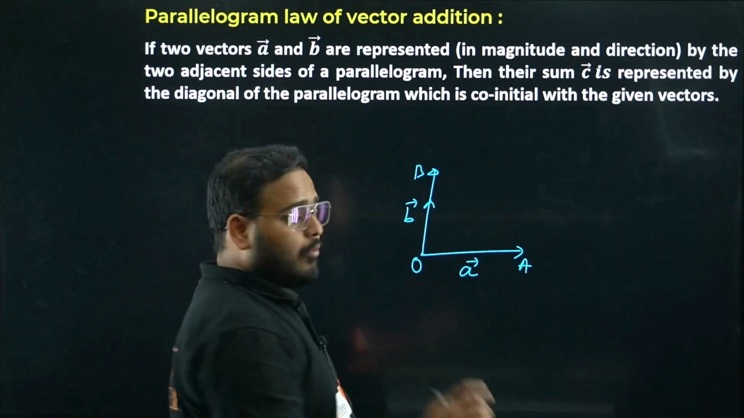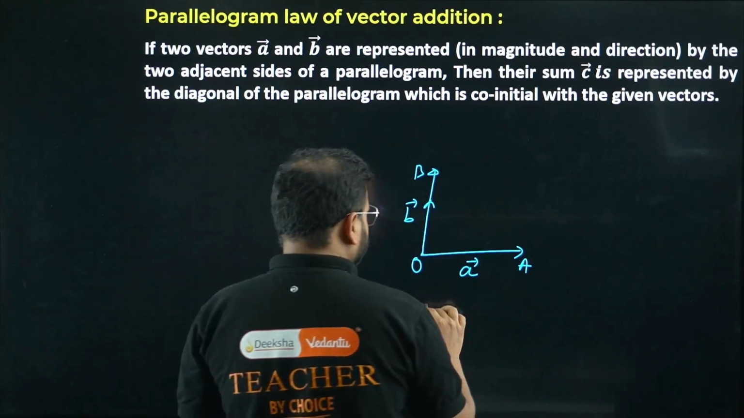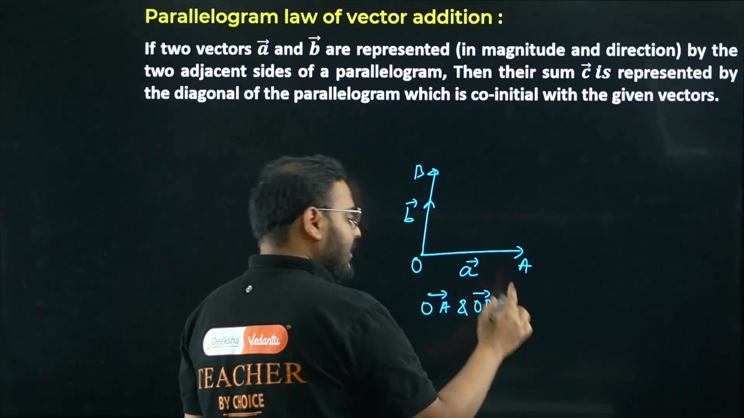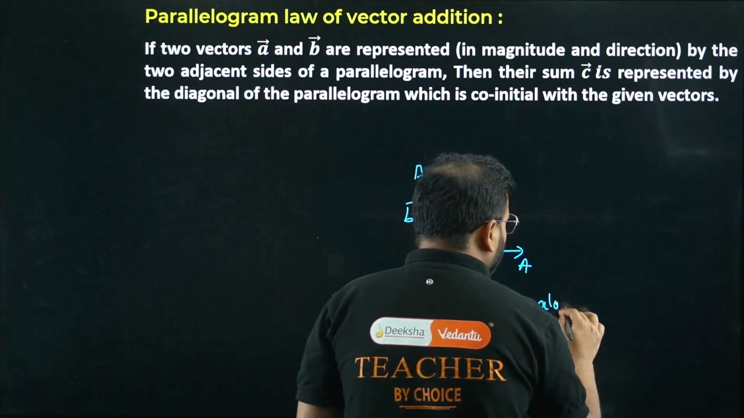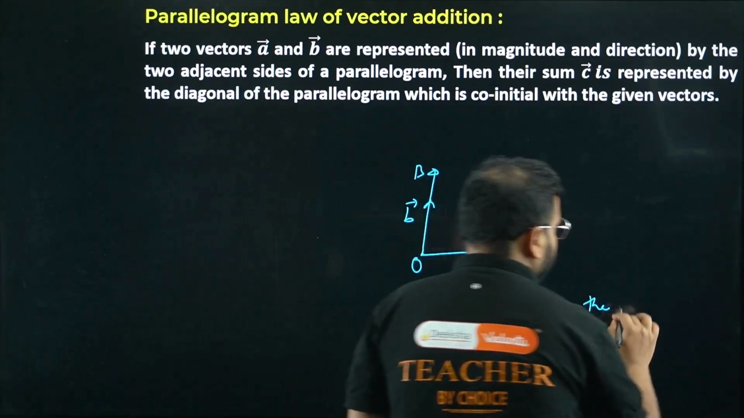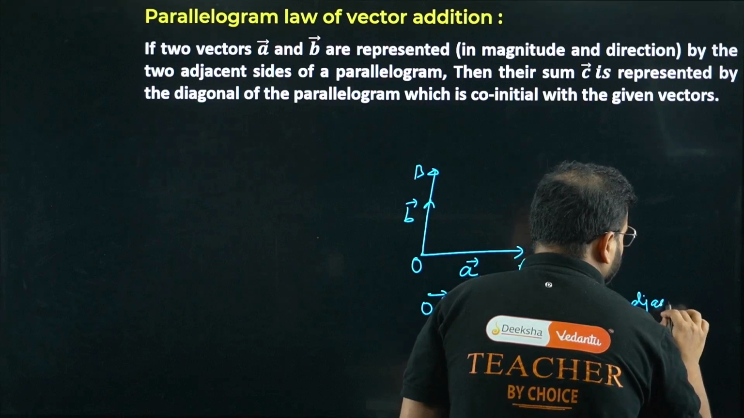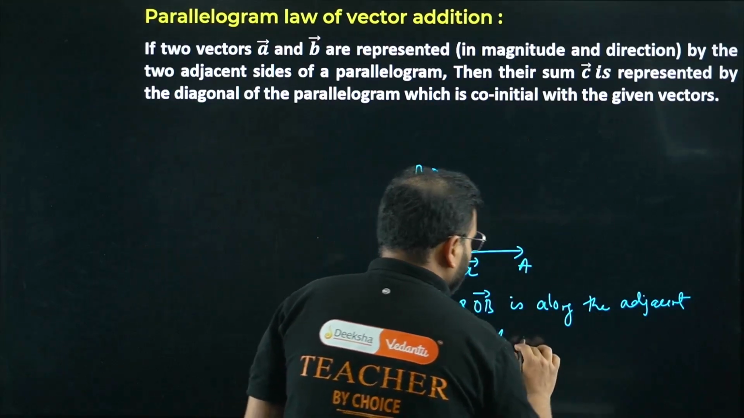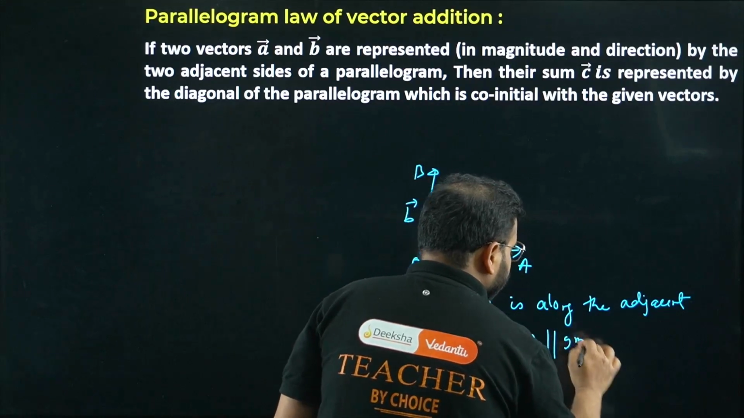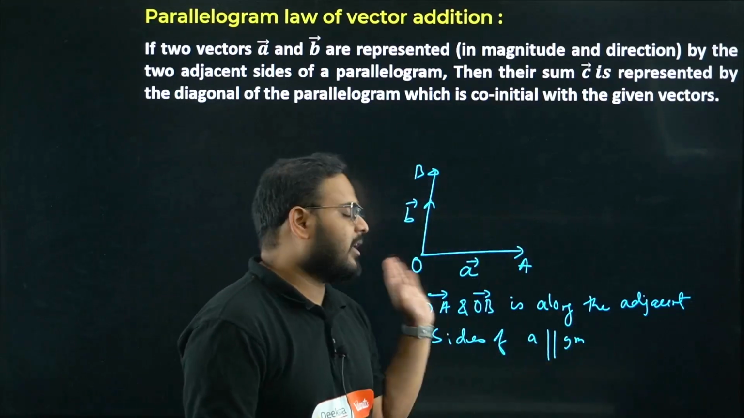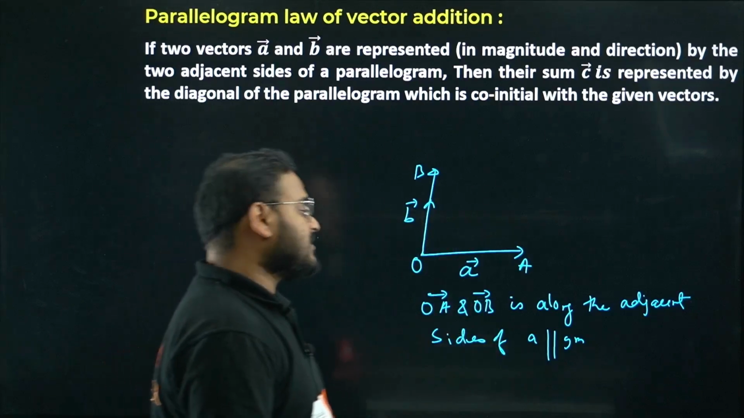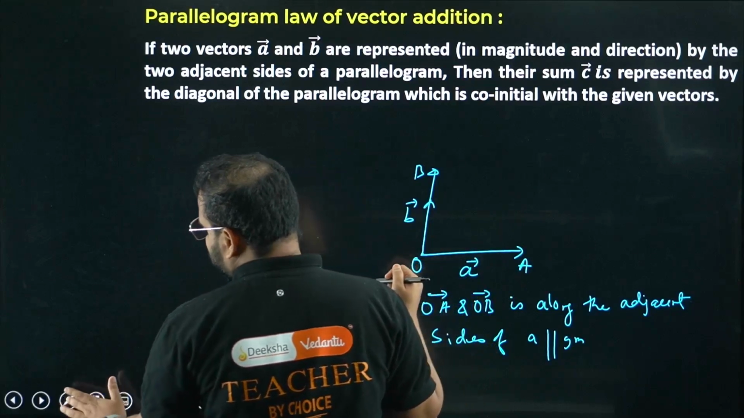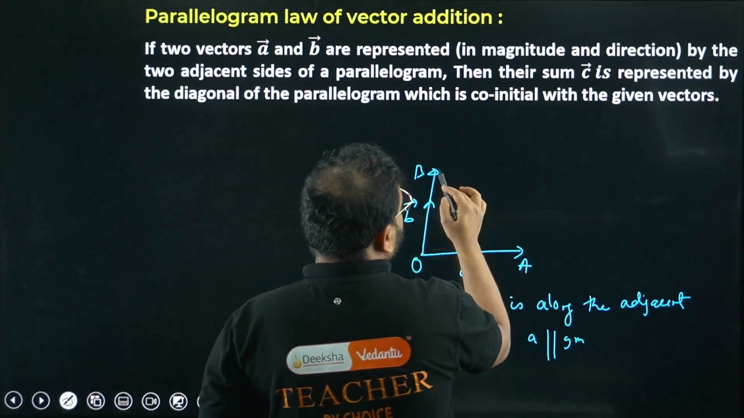Now the only condition here is that vector OA and vector OB lie along the adjacent sides of a parallelogram. The vectors OA and OB should be along the adjacent sides of a parallelogram. Then simply, the diagonal of this parallelogram will become your resultant. Please check.